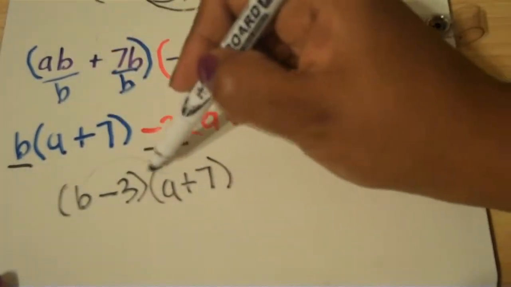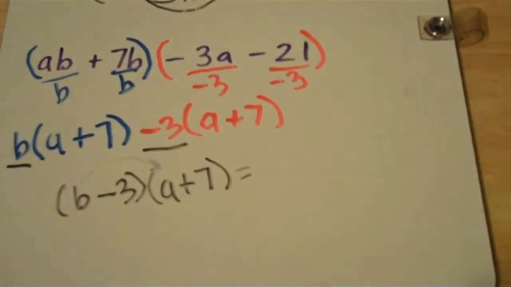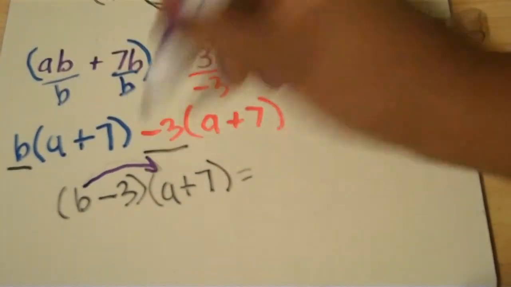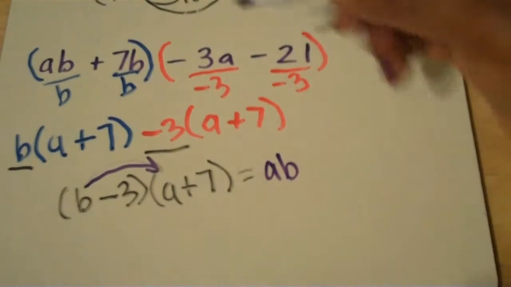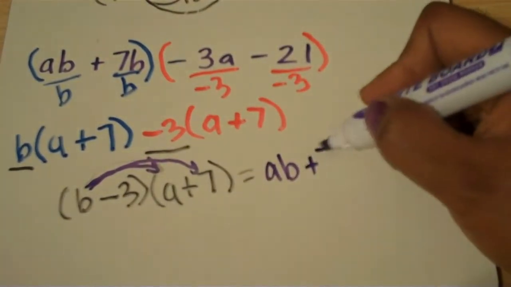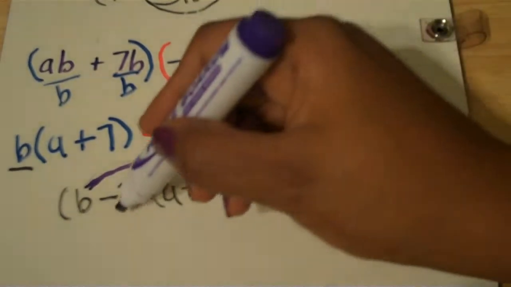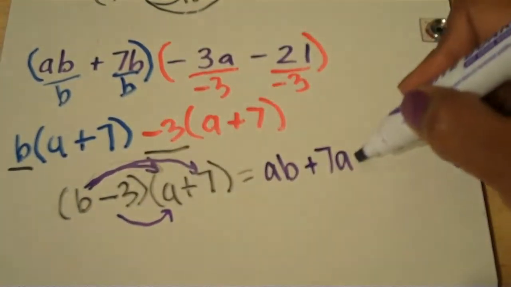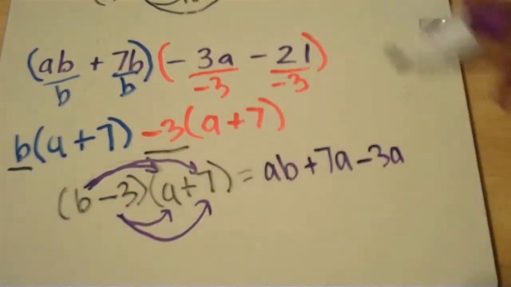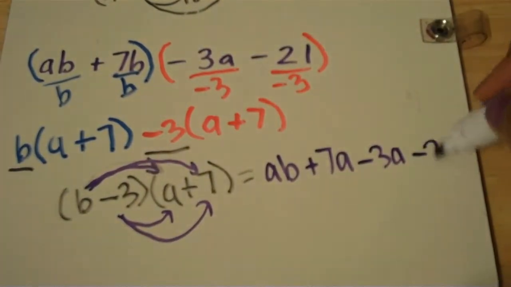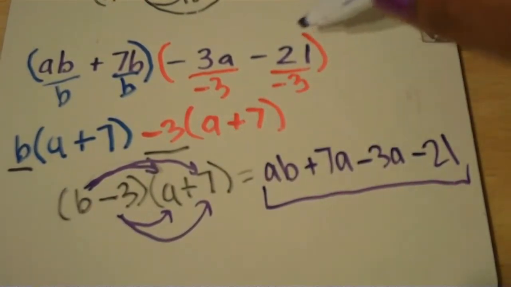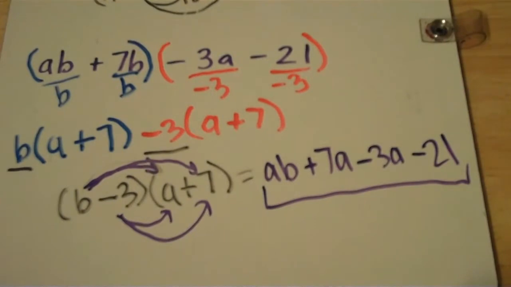So b times a is equal to ab. b times 7 is plus 7b. Negative 3 times a is equal to negative 3a. And negative 3 times 7 is equal to minus 21. And as you can see, we get the same expression that we started with, which means that we did this correctly.